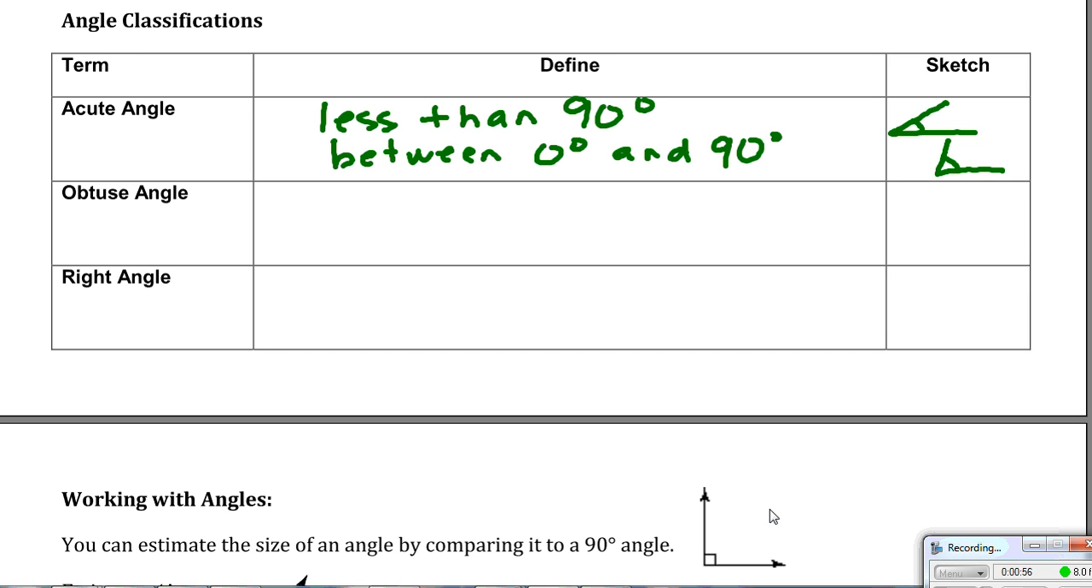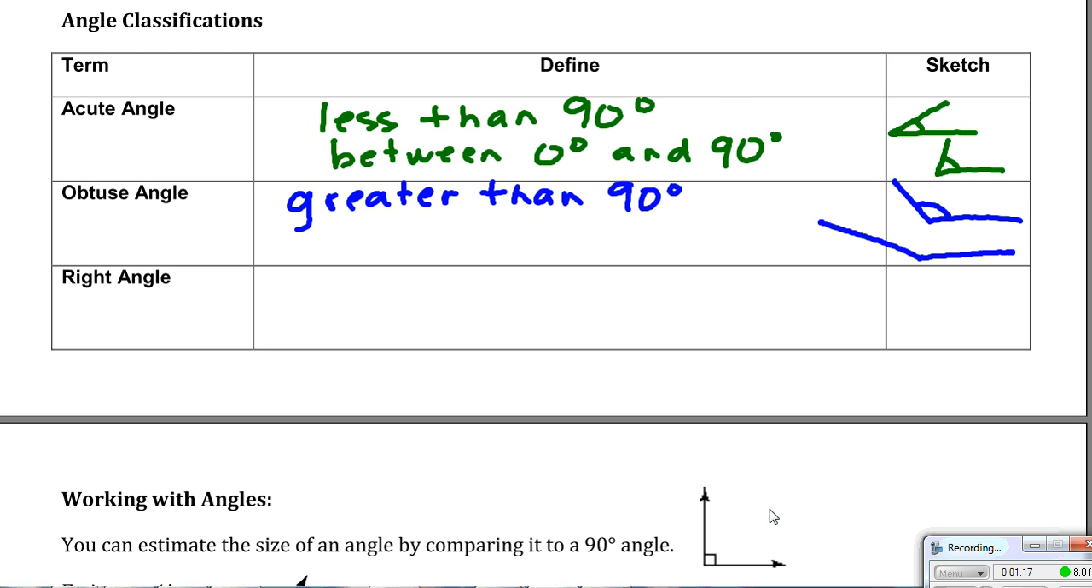When we talk about an obtuse angle, we're talking about greater than 90 degrees. So, again, if we're thinking 90 is there, it needs to be larger or more open than that. So maybe it's like this, maybe it's like that, so really wide open, okay? And then lastly, a right angle. Well, this is just a 90-degree angle. And we show a 90-degree angle with a square.